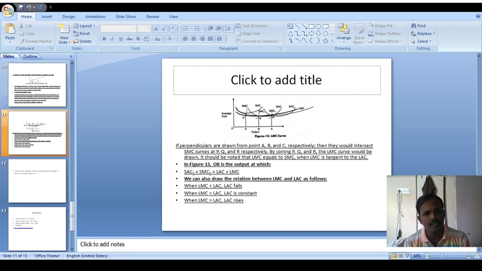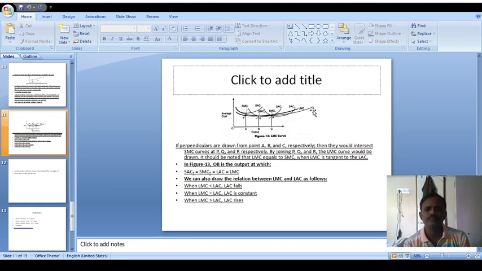It should be noted that LMC equals SMC when SMC is tangent to the LAC. The figure clearly shows this. So OB is the output at which SAC2 is equal to SMC2 is equal to LAC is equal to LMC. We can also draw the relationship between LMC and LAC as follows.